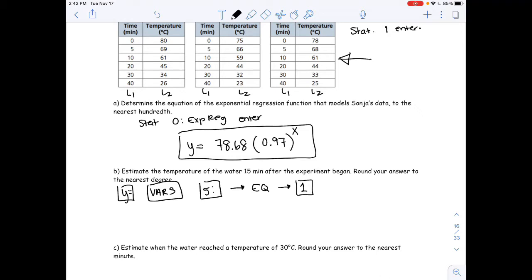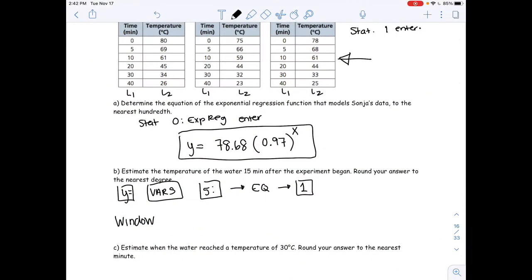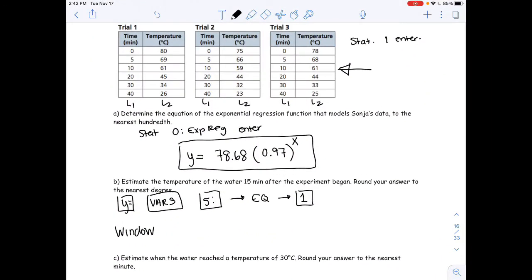Okay, so once you're done that, we're going to have to change our window to be able to see this. So use the values. What's really easy is you're going to want to use the values in your chart to figure out the window. Okay, so for our window, you're going to look at your L1. Your X's represent L1s.